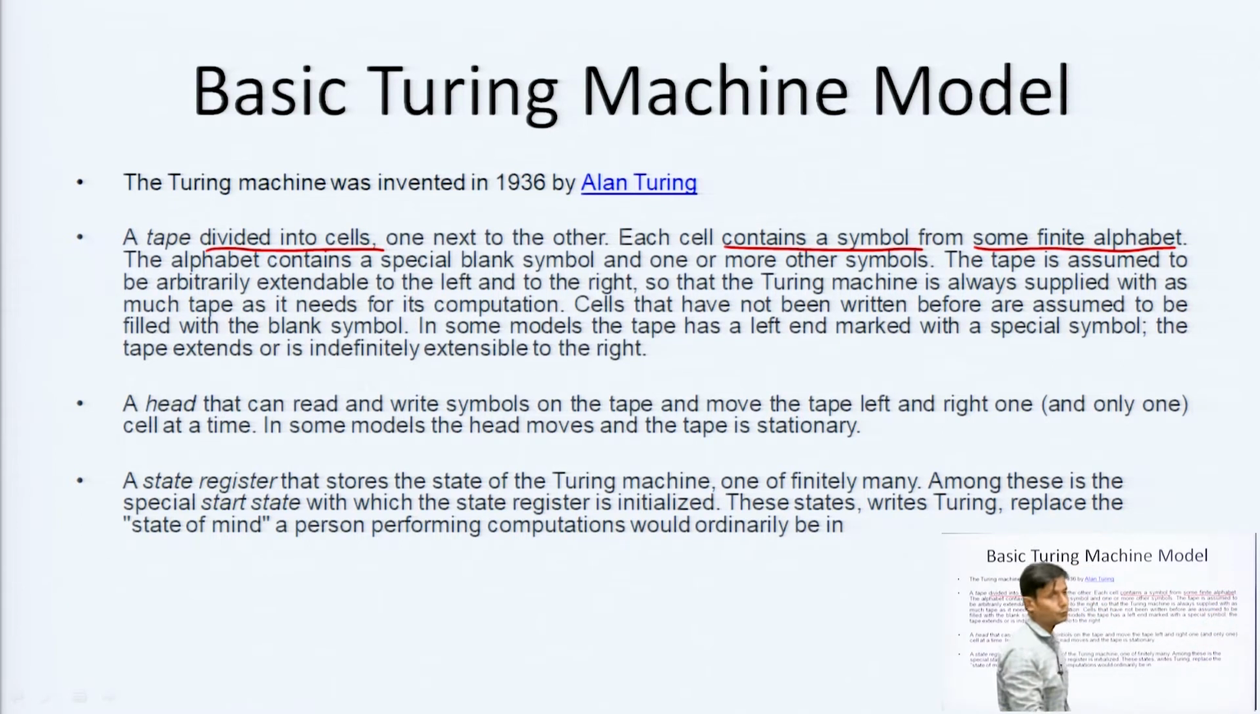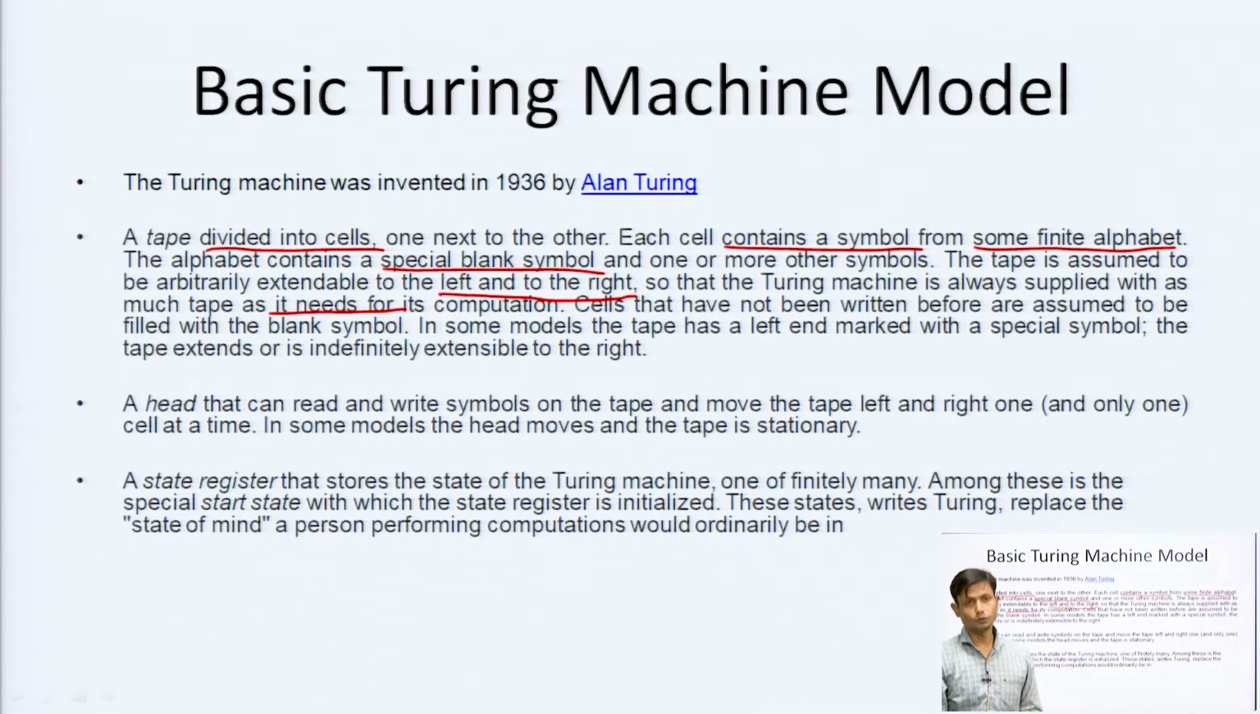Whatever input string we take is finite, and the alphabet includes a special blank symbol. Blank symbol means that wherever the input is, at the left end and right end there will be a blank symbol, followed by one or more other symbols. The tape is assumed to be arbitrarily extendable; we can move to the left and to the right. The Turing machine is always supplied with as much tape as needed, so the tape will be extended as much as we need. On both sides we have blanks.